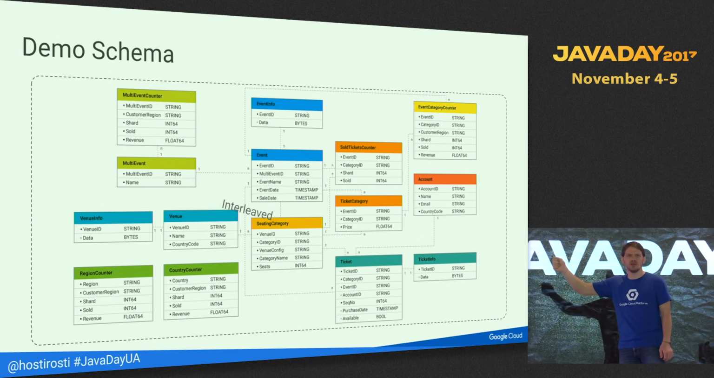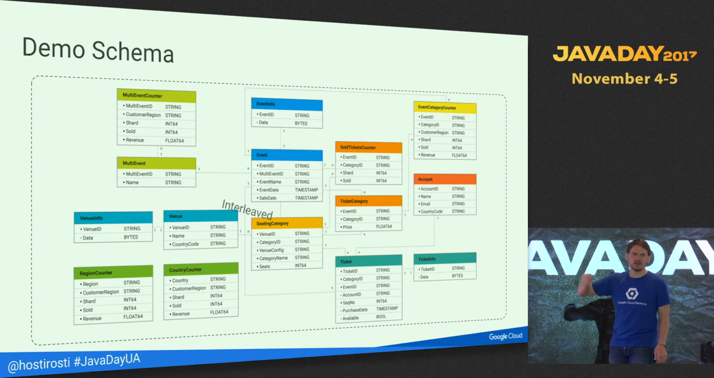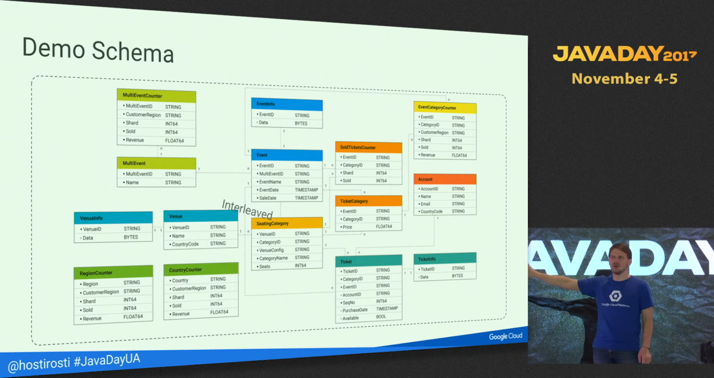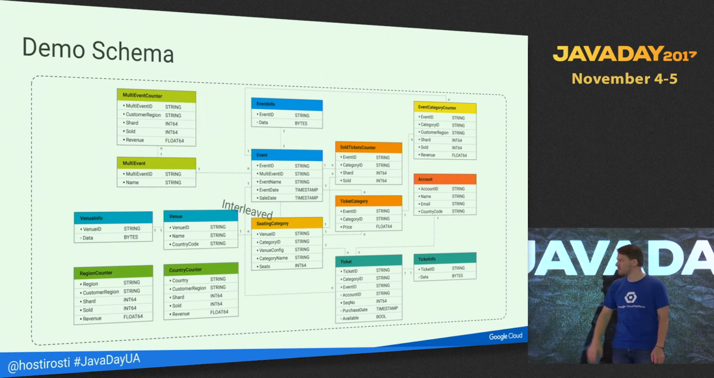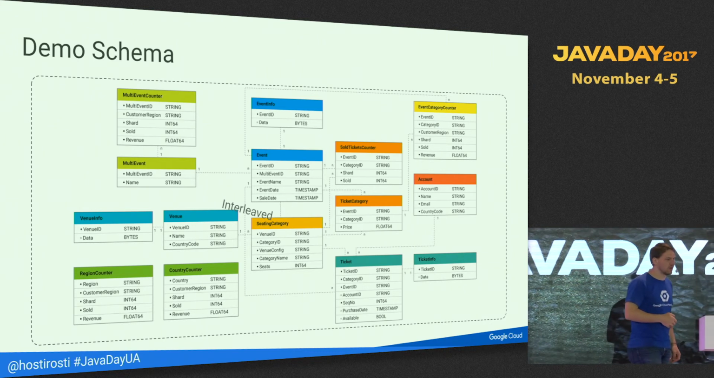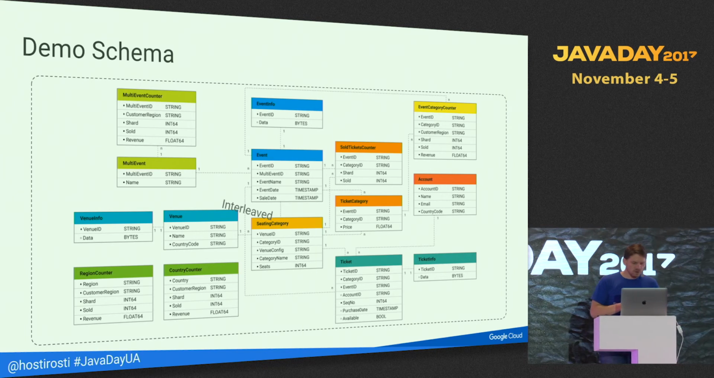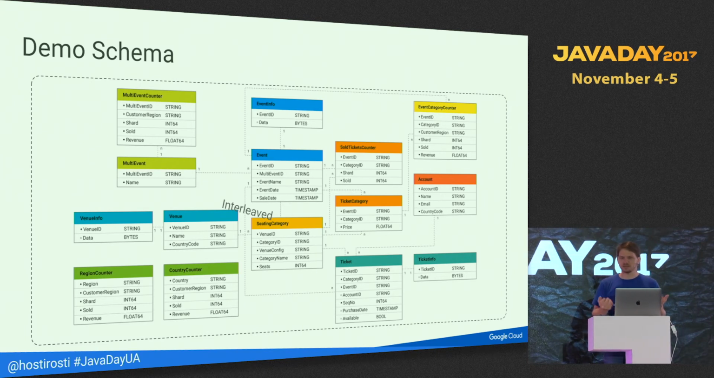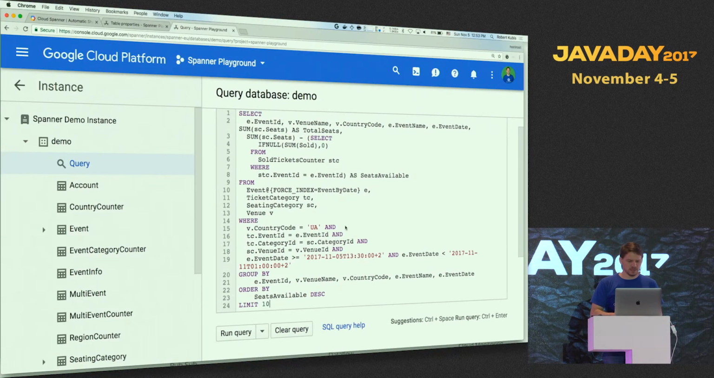Now, as you can see, I also used, in this case, interleaving for one special case. So if I ask for venues, most of the time I join this with the seating categories that are available in my venues. So I made use of interleaving here to have that data co-located. And then you see a bunch of other tables where I keep global counters for how many tickets I sold and things like that.